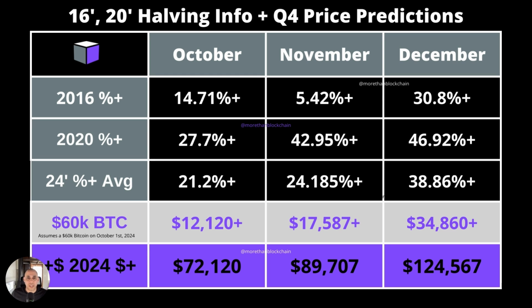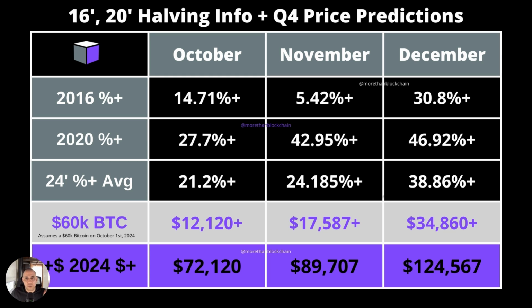Now, what I wanted to do was apply those average percent increases that we get from the two previous halving years of 2016 and 2020, and apply them to the assumption of a $60,000 Bitcoin. As I record this right now on September 12th, Bitcoin's around 57,000. So maybe it finishes October around 60,000. So for this entire episode, we're going to assume a $60,000 Bitcoin for these numbers.